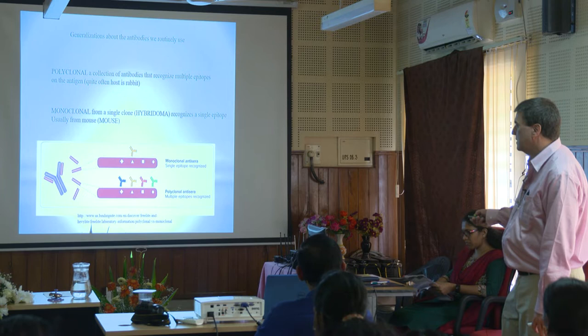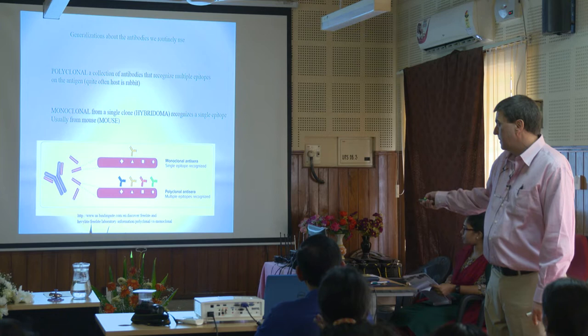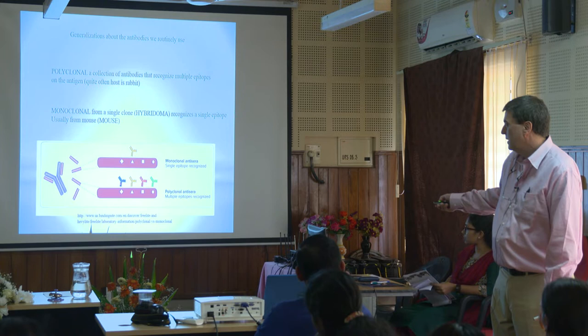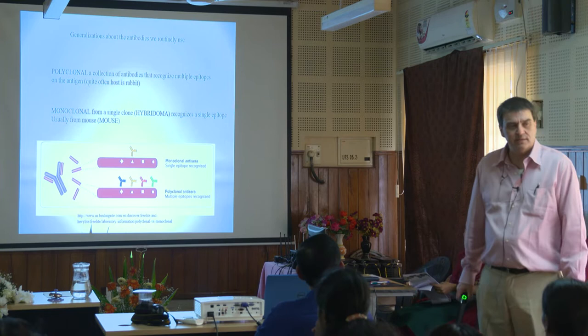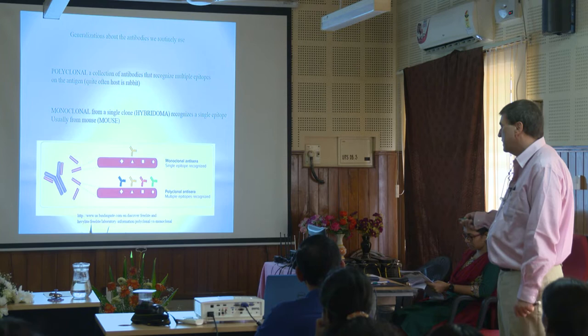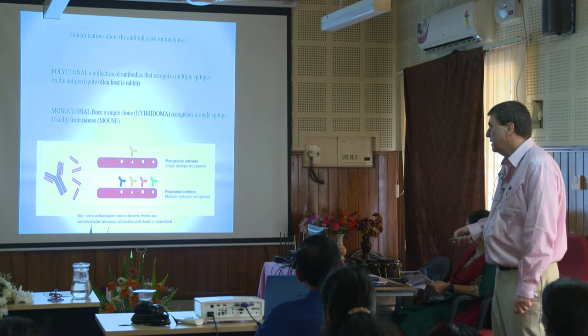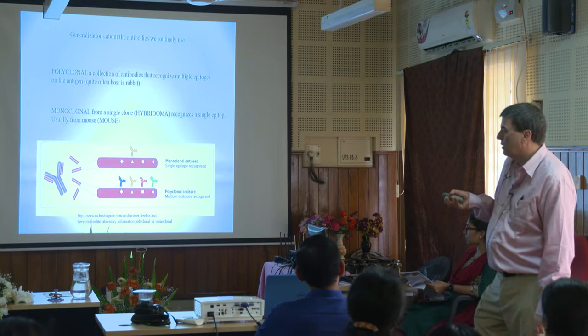Because that rabbit, the rabbit wants to live through evolution or whatever, it decides it wants to make a whole bunch of antibodies against every little bit of that protein it can to try to protect itself. Okay, so polyclonal, many, poly, right? Many clones, many things. Multiple epitopes recognized, polyclonal. Whereas monoclonals, we have a, actually, where I work, we have a core.